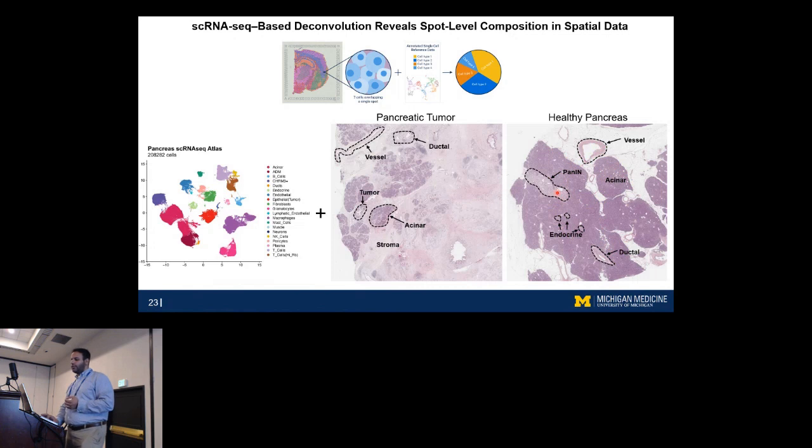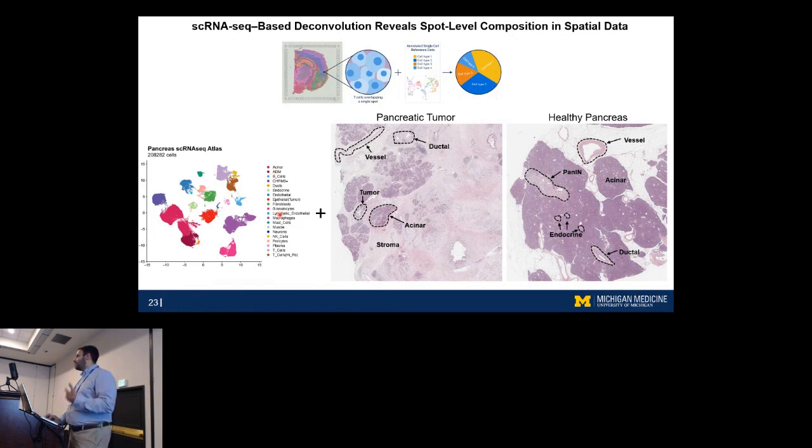So the first step is the deconvolution. So what do we do for the deconvolution? The deconvolution is simply, we have each of the spots, which is simply like a sample, right? And then we integrate this with a single cell atlas, and the hope is we come up with this pie chart, which tells us the fraction of each cell type within our spot. So this is what the deconvolution is doing, and we're doing the same here.